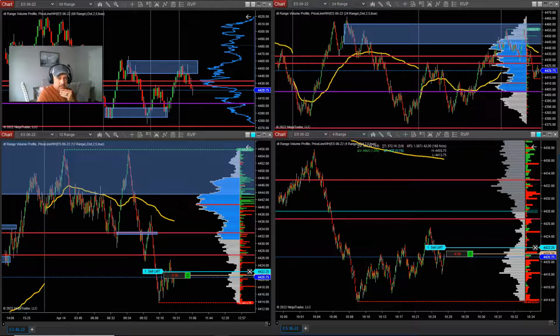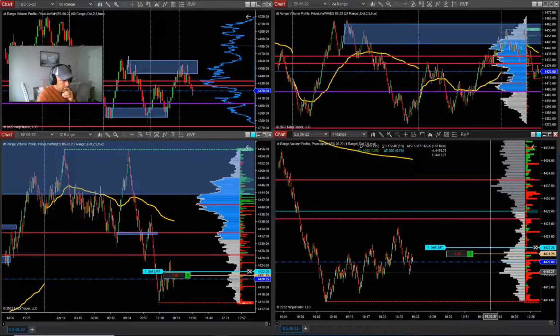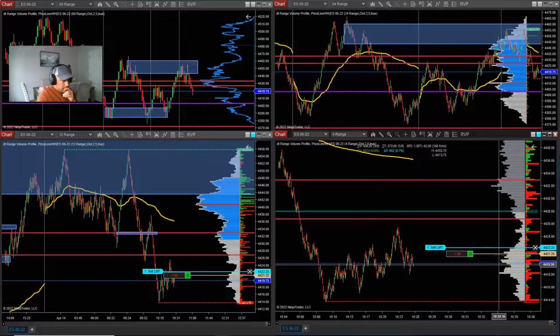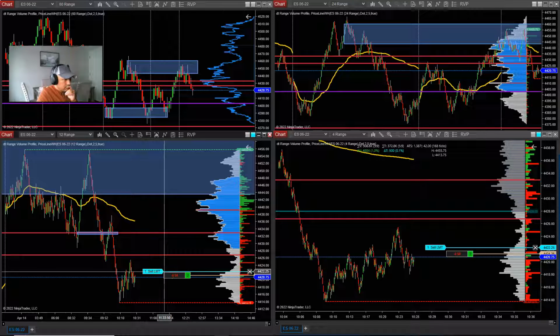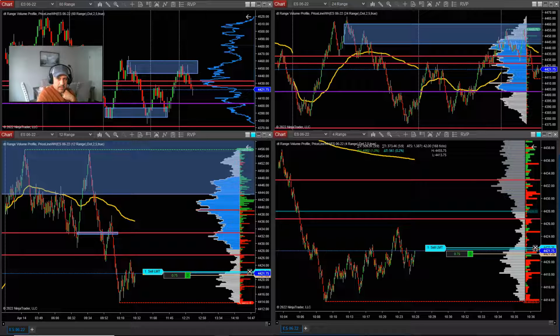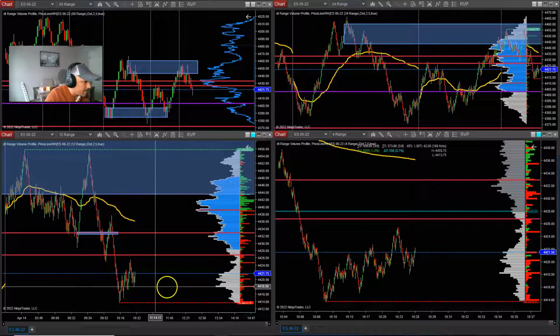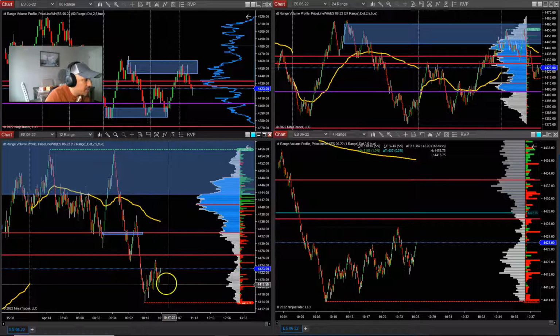Long. Come on. I'll go ahead and take out. Yeah. Okay. It's bouncing off this little swing right here. Taking that trade back up to the top portion of the high volume area. So the pullback is projecting here and it could push higher.